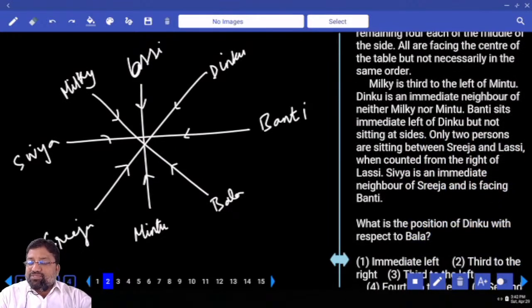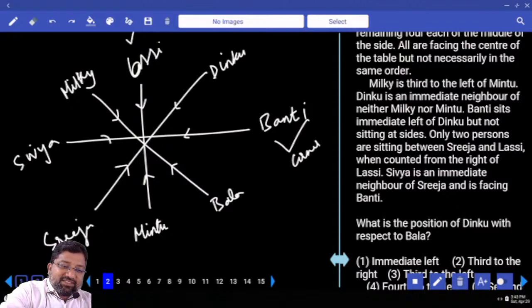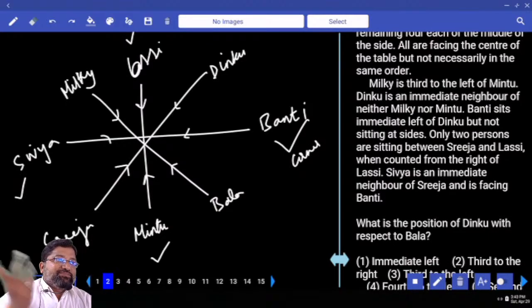What am I supposed to do, sir? How to decide who is sitting in the corner and who is sitting in the middle of the sides? Bunty. Bunty is to the immediate left of Dinku but not sitting at the sides. And Bunty is in the corner. So who are the other persons who are in the corners? Lassi, Sivya, Mintu.